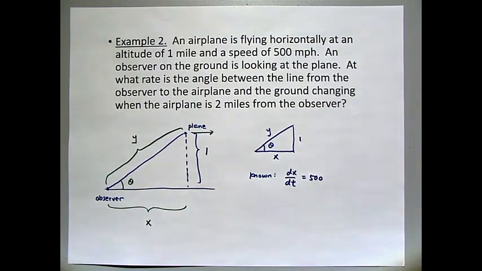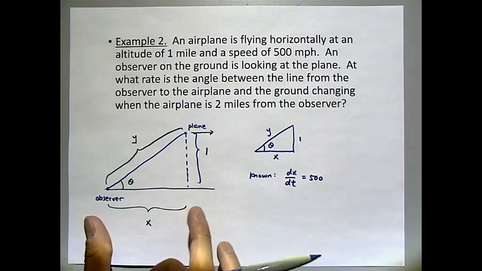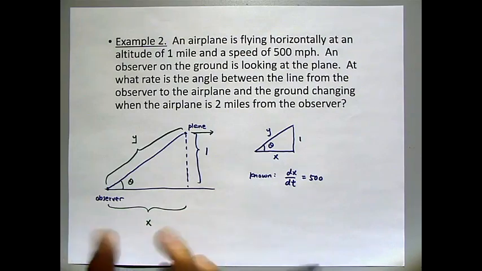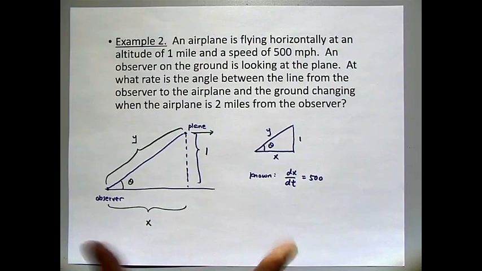What if the airplane were approaching the observer? What would that be then? That would be negative 500, right? Because the distance directly below the airplane to the observer is then shrinking. Here it's increasing. dx dt is a positive rate.